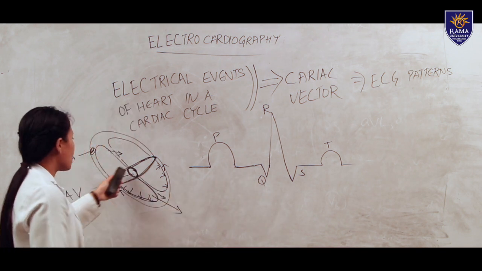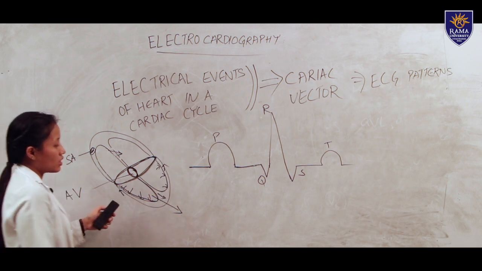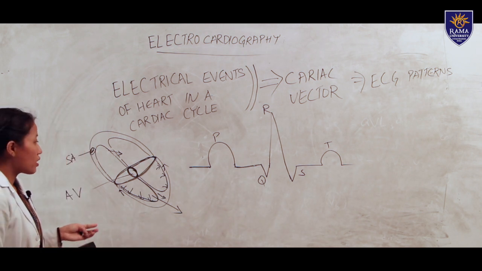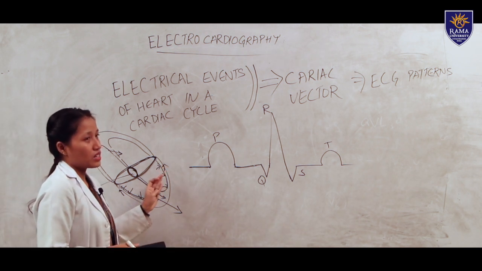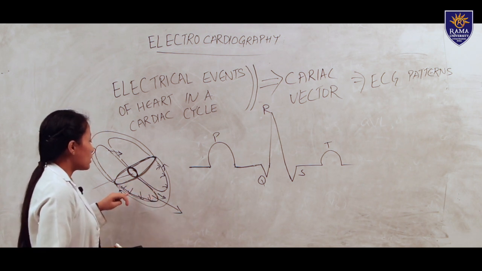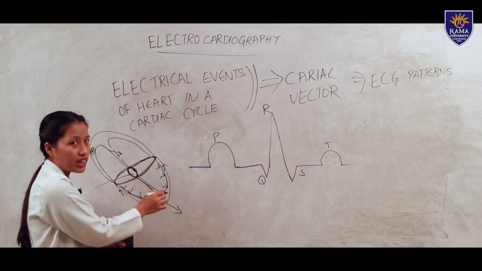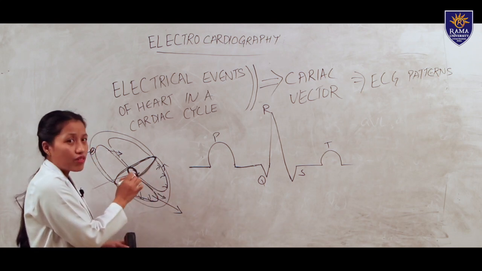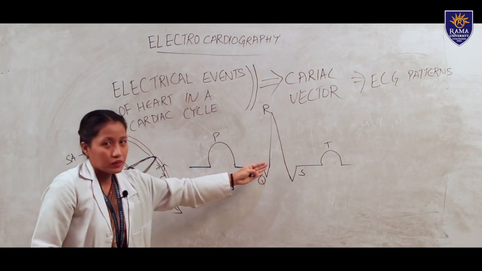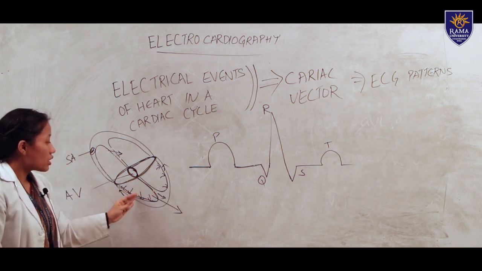After this AV node stimulation, ventricular depolarization starts. The QRS complex together is known as ventricular depolarization. Ventricular depolarization occurs in 3 stages. The first stage is septal ventricular depolarization. In septal ventricular depolarization, it moves downward and leftward with slow and fast velocity, gives a negative deflection and forms the Q wave. After the Q wave, it goes to major ventricular depolarization.